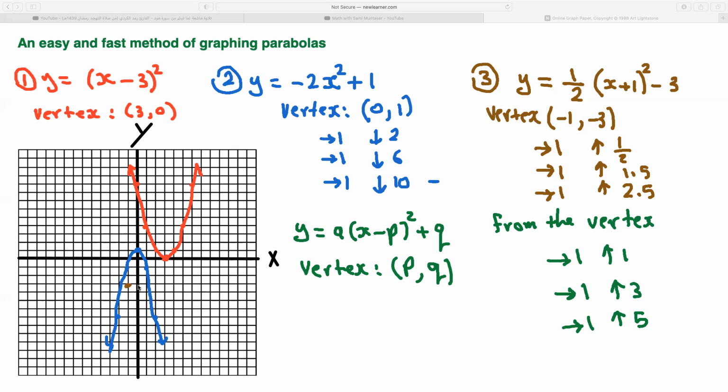So out 1, up 0.5, and then out 1, up 1.5, which is right here. Out 1, and then up 2.5, which is right here. And then just reflect these into the axis of symmetry, and your other points are right there. And this is how your parabola looks.